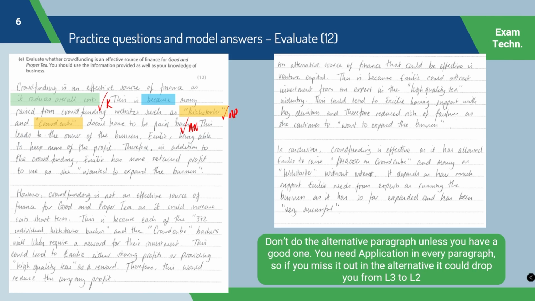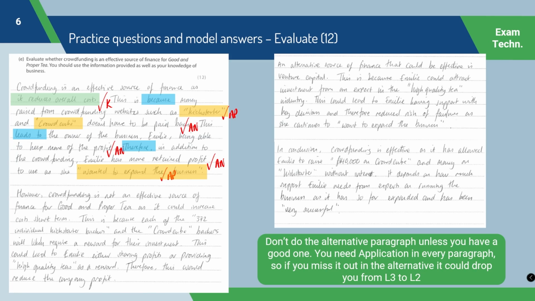So the student goes on, this leads to the owner of the business, Emily, being able to keep more of the profit. Okay, yeah, true. It's a fairly weak analysis chain, but okay. Therefore, in addition to crowdfunding, Emily has more retained profit to use as she wanted to expand the business. Okay, the student could have explained this slightly better, but I get the general gist. She wants to expand the business. If they took a loan out, there'd be lots of interest to be paid on the loan. That would hamper future growth. That's what the student's trying to get across. I think they just about have got it across well enough.